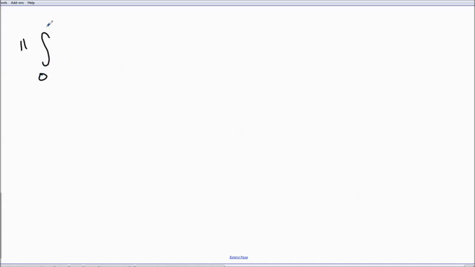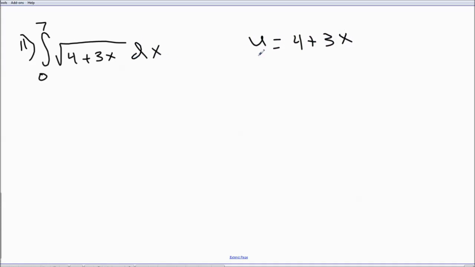So we have bounds now, 0 to 7, that's 11, not multiplied, question number 11. Root of 4 plus 3x dx. I'm going to pick my u is 4 plus 3x. My du is going to be the derivative of that, so 3 dx. And let's start thinking about making substitutions.